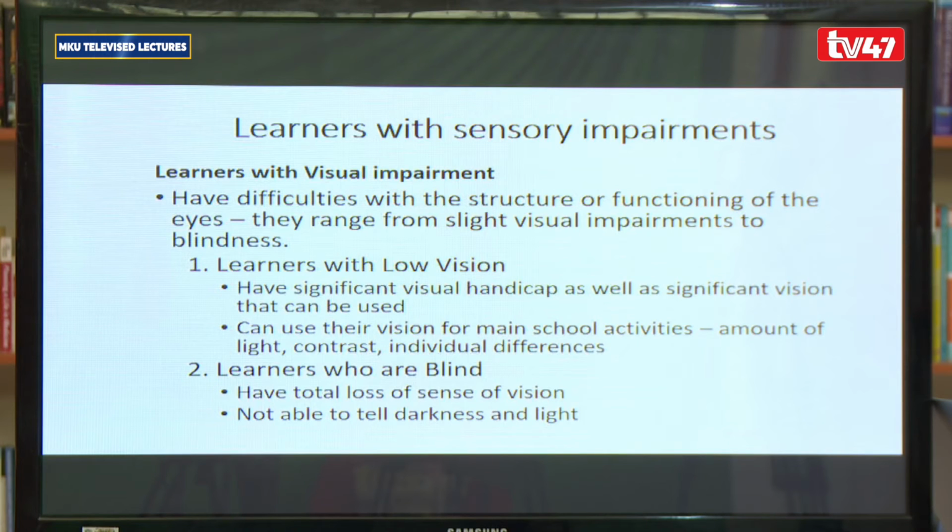Those who are blind have total loss of the sense of vision. They don't see at all. And they're not able to tell darkness and light. For them, it's all the same. And those are the ones that we refer to as blind. But in some of the schools for the blind, you'll find some learners who have low vision, especially those with albinism. Mostly their eyes tend to be affected by that lack of coloration, and the majority of them have low vision.